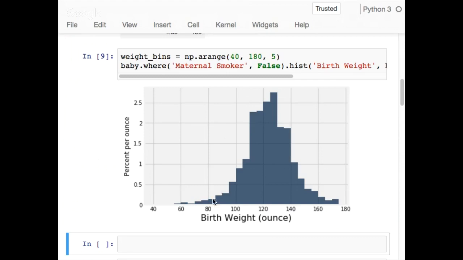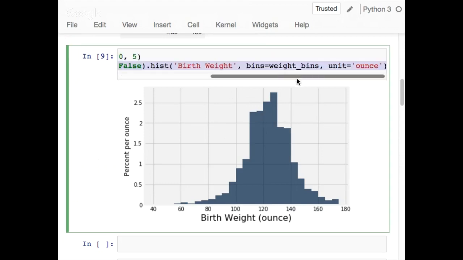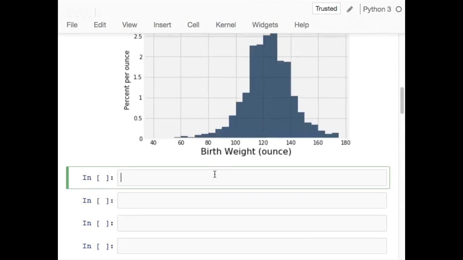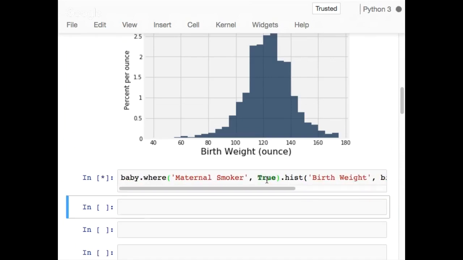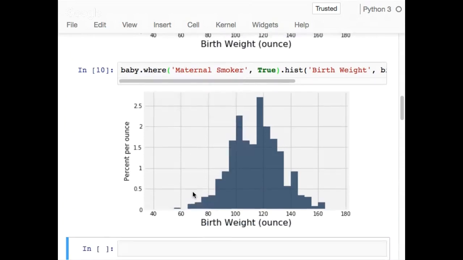Here is a distribution of baby weights for mothers who didn't smoke. We can see that most of them fall at around 120 to 130 ounces. Let's look at the ones for mothers who did smoke. I just need to copy and paste that down here, change that to true, and there we go. So we have the baby weights for mothers who did smoke. It looks like they're a little bit lower.